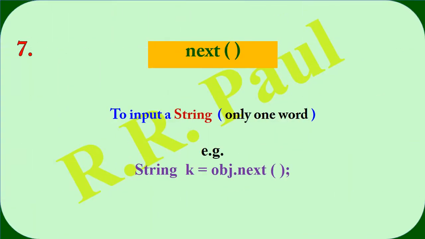The next function is the small brother of the nextLine function because it helps in accepting one word only. Now this word can consist of any character, letter, digit, any other symbol, but not space. Space is prohibited because as soon as space is entered, it neglects all the remaining characters after that. So it helps in accepting only one word.